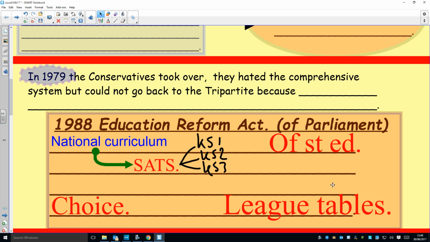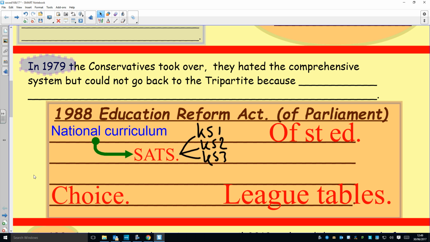They also brought in choice. From now on, parents could choose which school to send their kids to. And to help that, they brought in league tables. Schools had to publish in the local paper their academic results, their exam results, every year to help parents make a choice of what school to send their kids to.